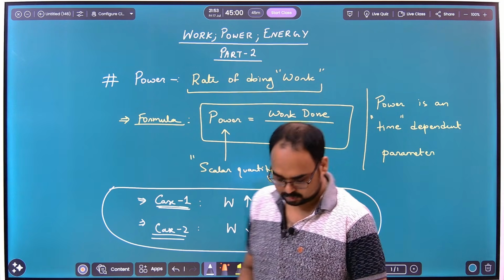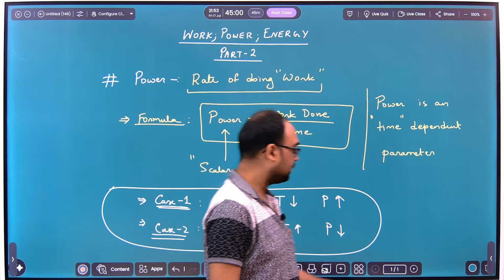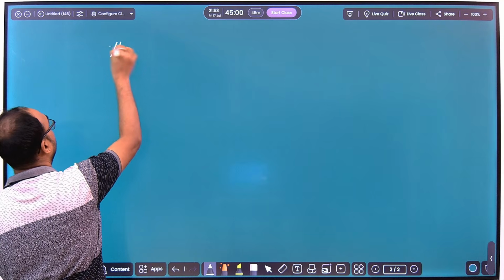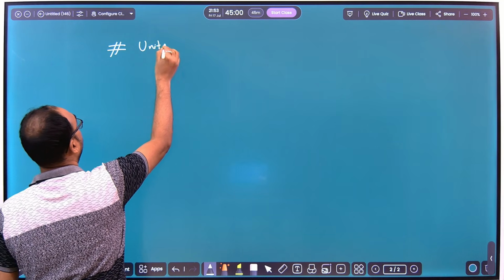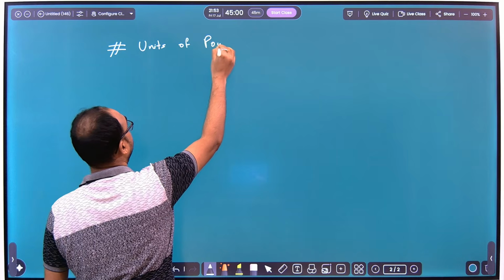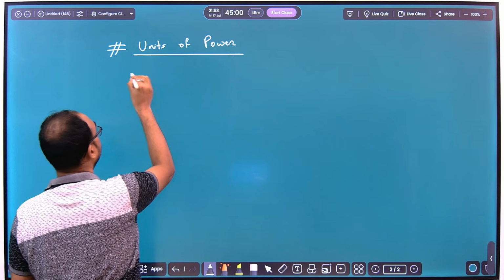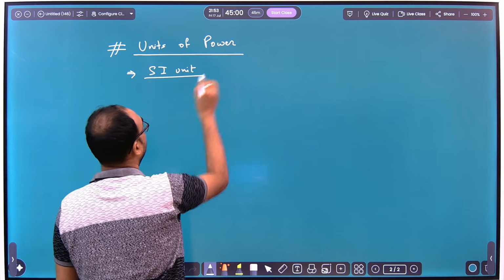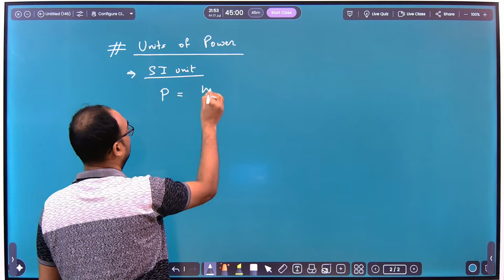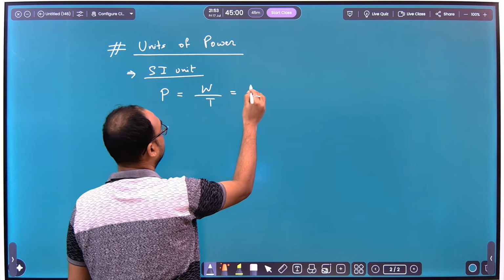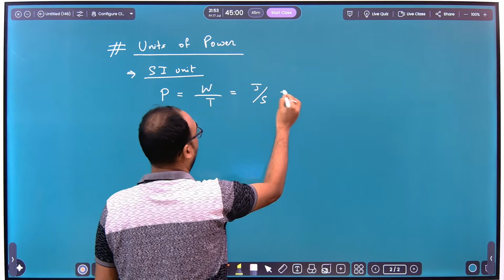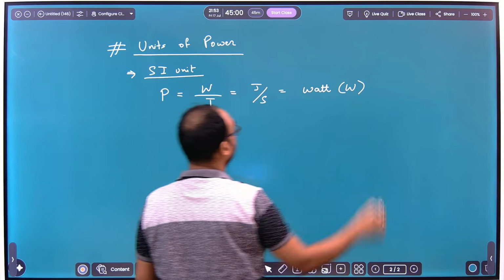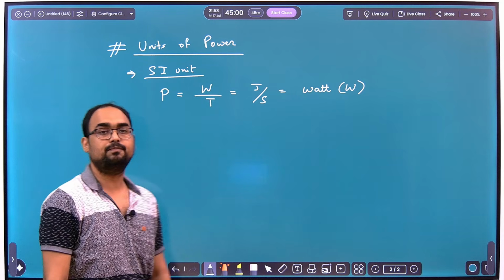Okay? So now let's go to the next thing, that is units of power. Now, for SI unit, power is equal to work by time, that is equal to joule per second, or in short, it is watt, W. So the SI unit of power is watt.